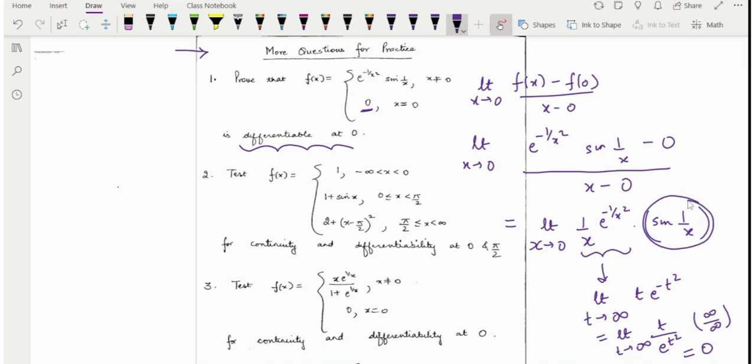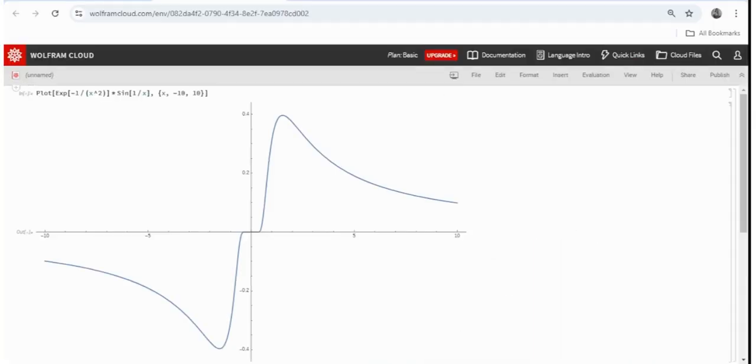And 0 into anything bounded, sine 1 by x is a bounded expression. This limit is 0, so 0 into bounded is 0. So this answer is 0. Hence the limit as x tends to 0 of f(x) minus f(0) upon x minus 0 exists, and it's equal to 0. So you do have differentiability of the function at 0, and differentiability implies continuity, so you do have continuity as well, which was very evident from the graph that I had shown you just now. It's continuously passing through 0, and there's smoothness also, so you have both the features, both smoothness and continuity, at 0.